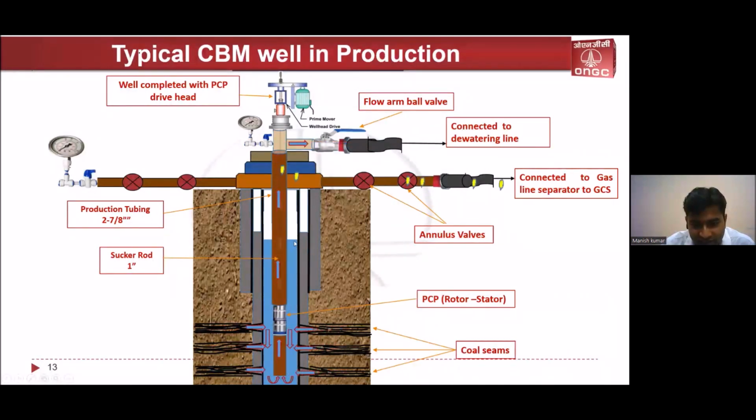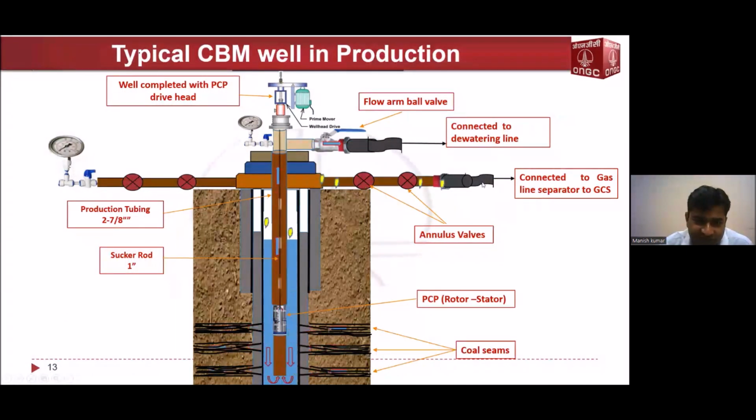when it reaches the critical desorption pressure, the hydrostatic pressure is almost equal to the critical desorption pressure, the gas starts liberating from the seams. And this gas is being produced through the annulus, not through the tubing, because gas has a tendency to move up. So the liquid is being produced through the tubing, just like the conventional method, but here the liquid is water. But the gas which is being desorbed from the coal is produced through the annulus, and finally the production of CBM gas is being done through the annulus.